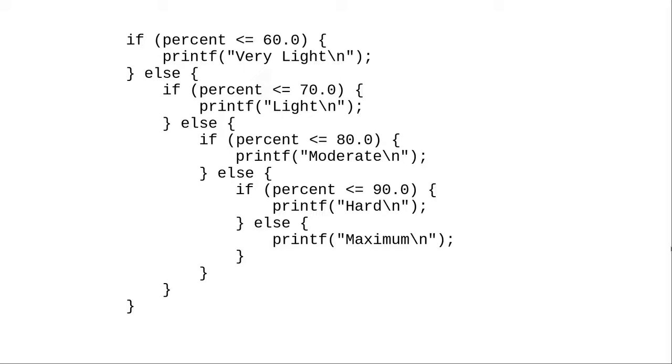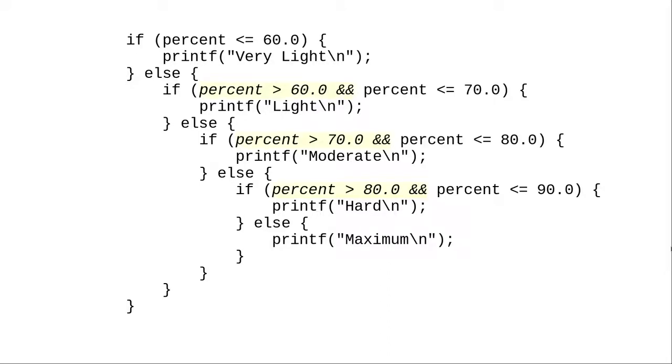You may be wondering why we didn't write this code with compound conditions like this. Let's follow through again with 73% of your maximum heart rate. Is 73 less than or equal to 60? No, it isn't. Since it isn't less than or equal to 60, it must be greater than 60. We don't need to ask that question again. We already know the answer.